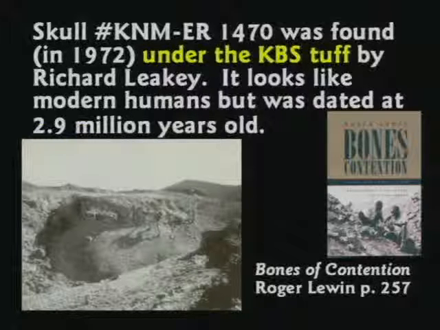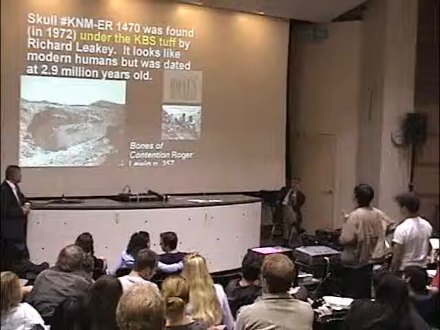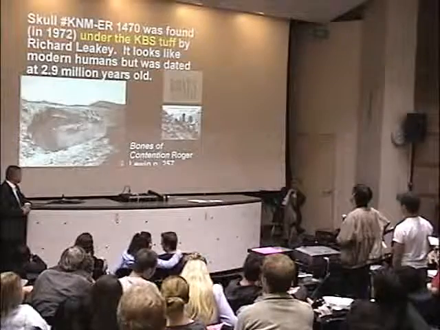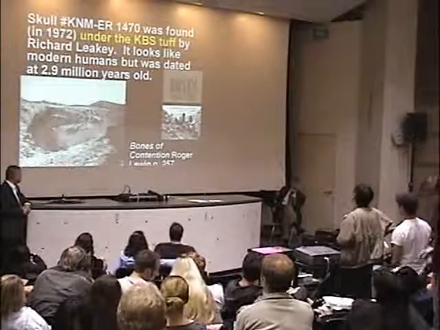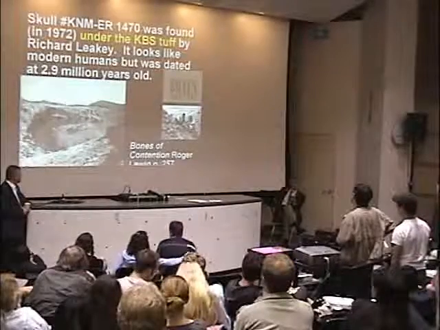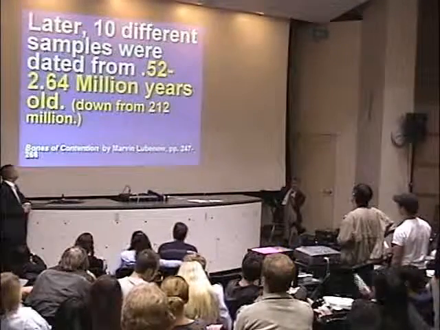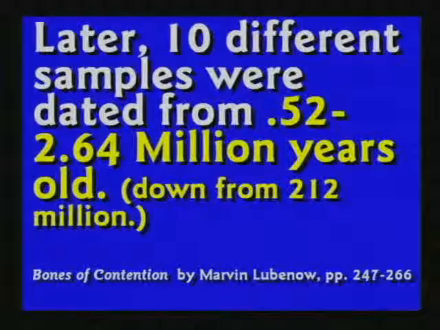They knew it wasn't an intrusion. It wasn't a burial where somebody dug through the layer and buried it. They checked all that. They said, man, we got a pretty normal human skull under a layer of ash that's 212 million years old. We can't have that. It upsets the theory. So they redated the KBS Tuff, even though it had already been dated many times before. They never would have checked it had it not been for this fossil that was found. Now they got ages from 0.5 to 2.6 million years old.